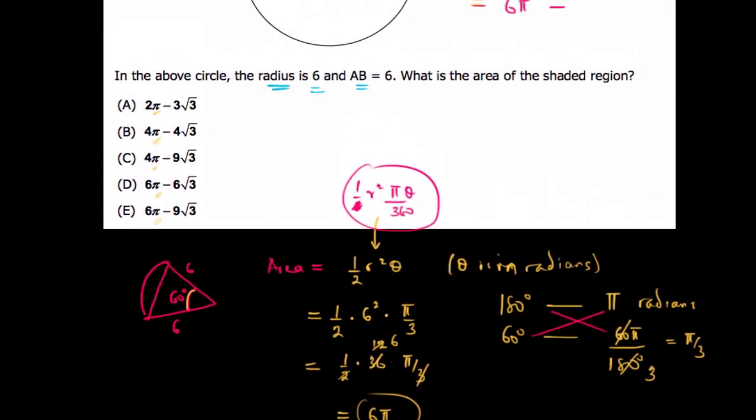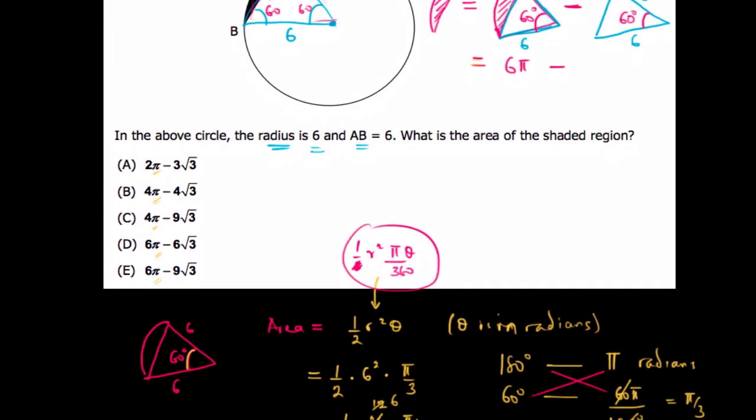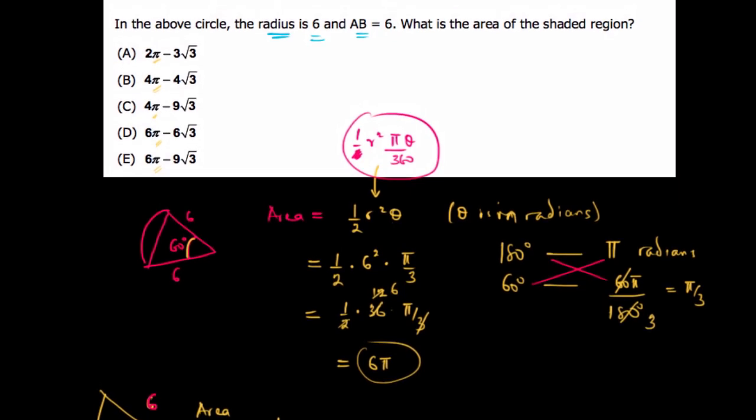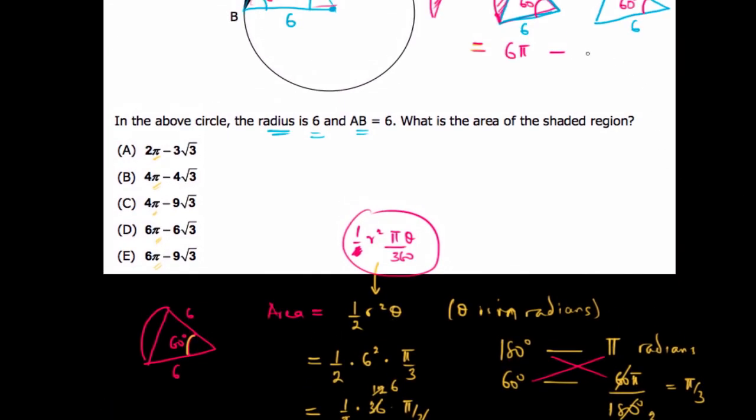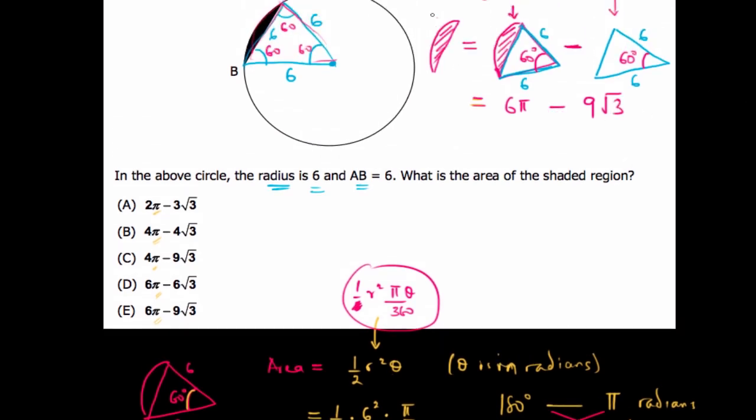So now I know what this is. I hope you understand what I'm doing. This is going to be 9 square root of 3. So that means the area of this is just going to be 6 pi minus 9 square root of 3. And then when you look at the whole option here, it's only E that tallies with our answer. So that completes the problem. Thanks for watching.